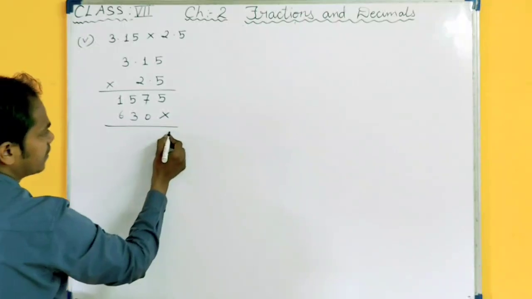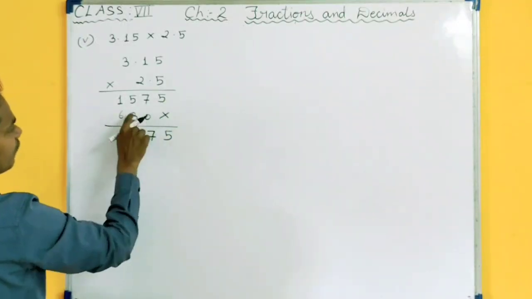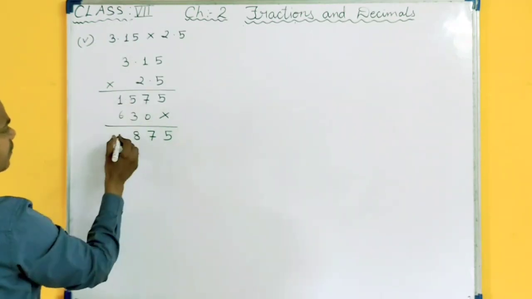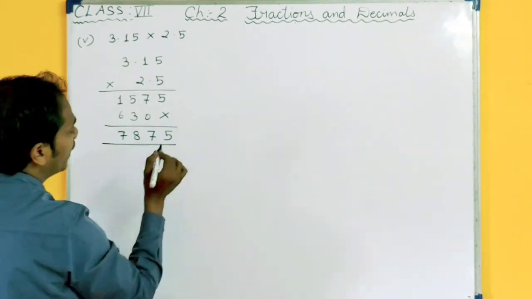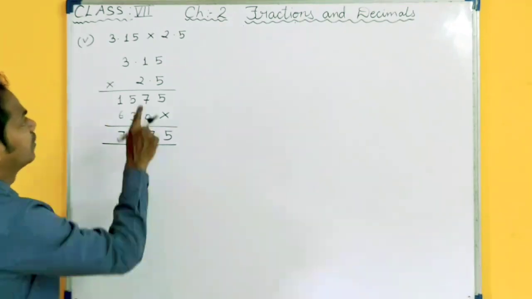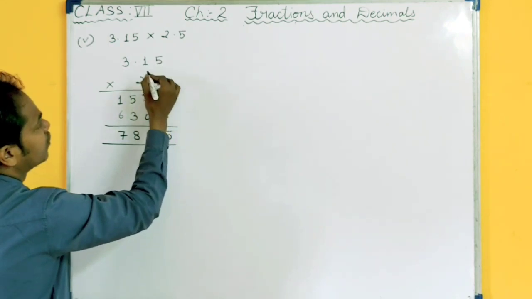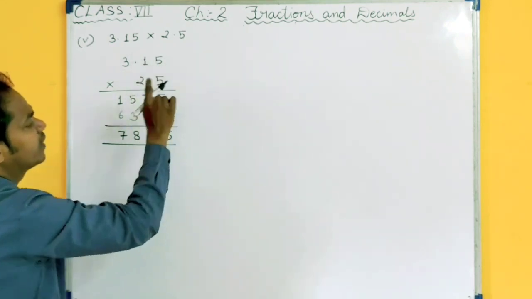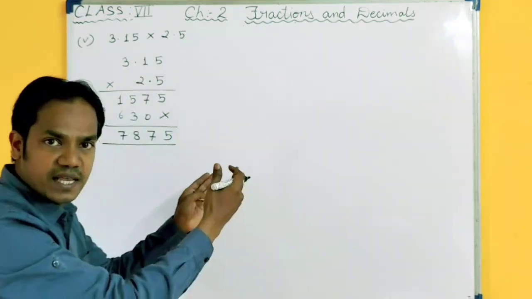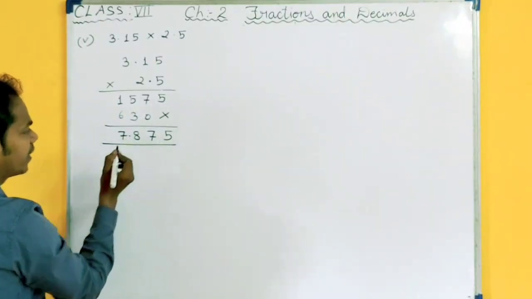First multiply this, now add it. 5 plus 0, 5. 7 plus 0, 7. 5 plus 3, 8. 6 plus 1, 7. Okay. Now check after the decimal how many values are there in total. So after the decimal here 2 values and after the decimal here 1 value. So total 1, 2 and 3 values. So from the right hand side count 3 values. 1, 2, 3 and mark the decimal here.